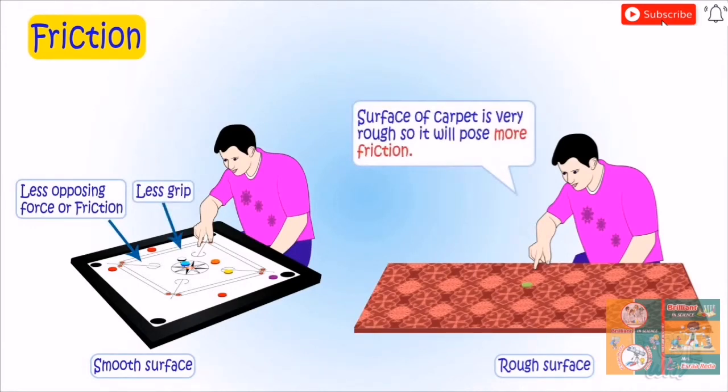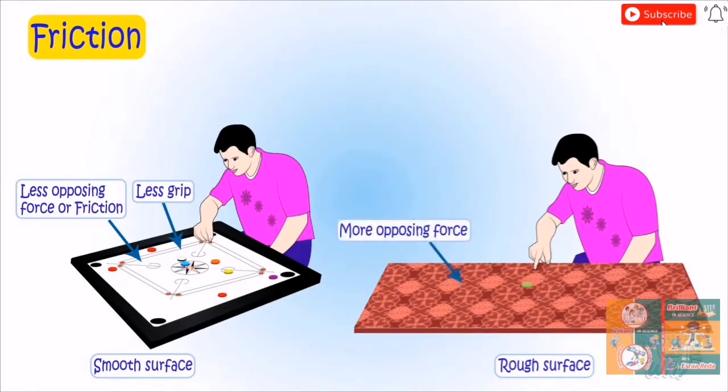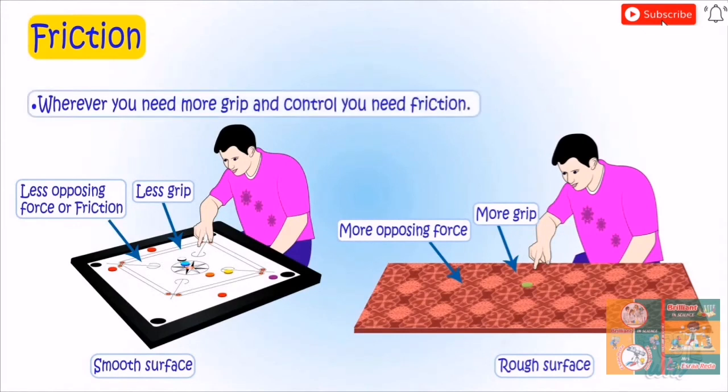And the surface of the carpet is very rough. That is, it will pose a lot of friction or a lot of opposing force for the movement of the striker. And there is much more grip between the striker and the carpet, so it doesn't move much. So wherever you need more grip and control, you need friction.